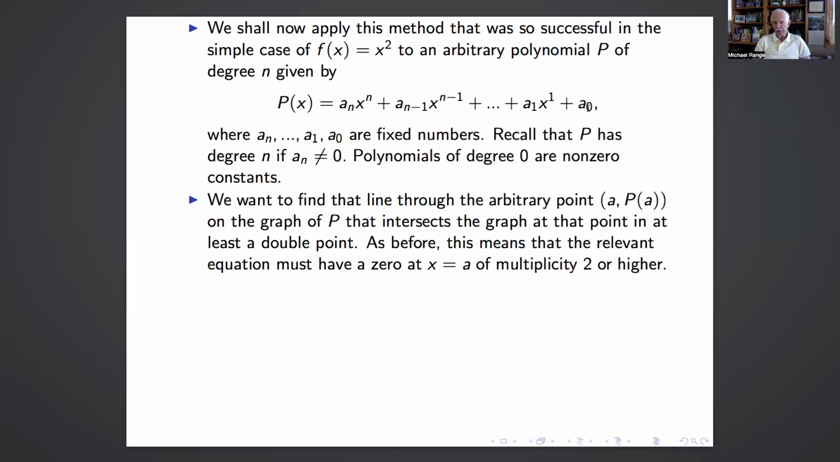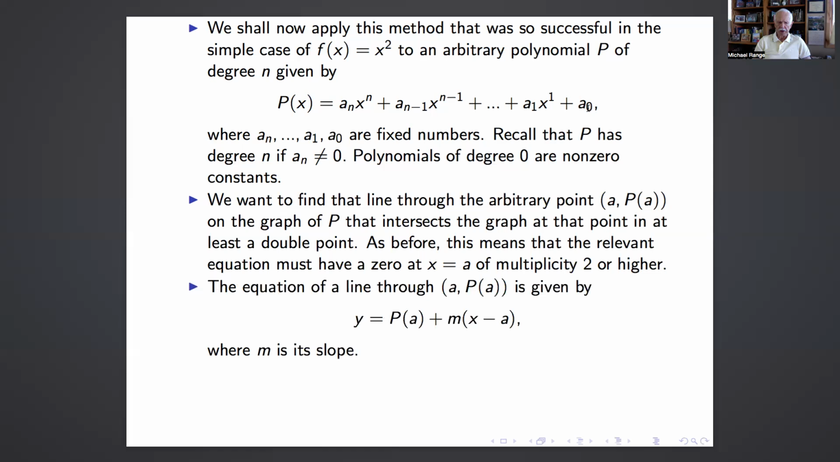What we want to do is find that line through the arbitrary point a, comma, p of a on the graph of p that intersects the graph at that point in at least a double point. As before, this means that the relevant equation for the points of intersection has a 0 at x equals a of multiplicity 2 or higher.